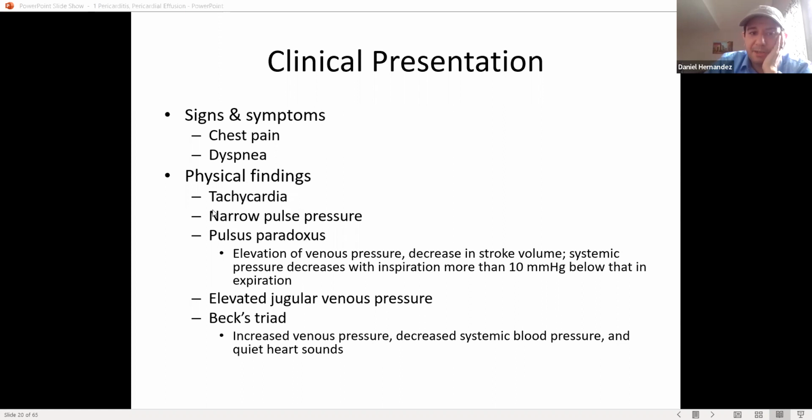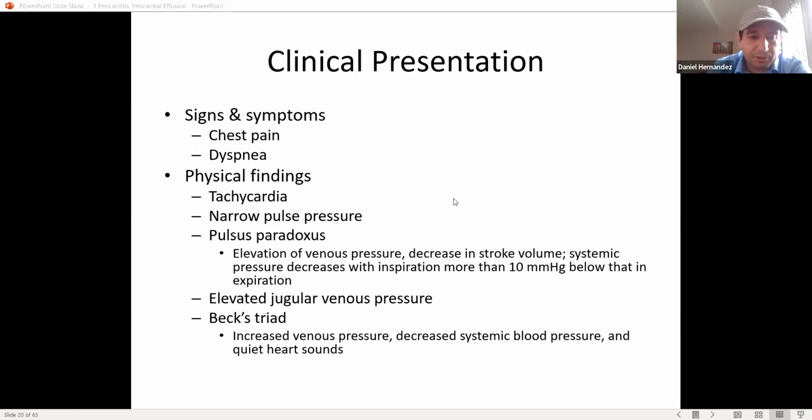This is an important one. These patients present with something called pulsus paradoxus. Pulsus paradoxus is when we see variation in the patient's blood pressure with respiration. So with inspiration, the patient's systemic pressure will drop more than 10 millimeters of mercury compared to expiration, when they breathe out.